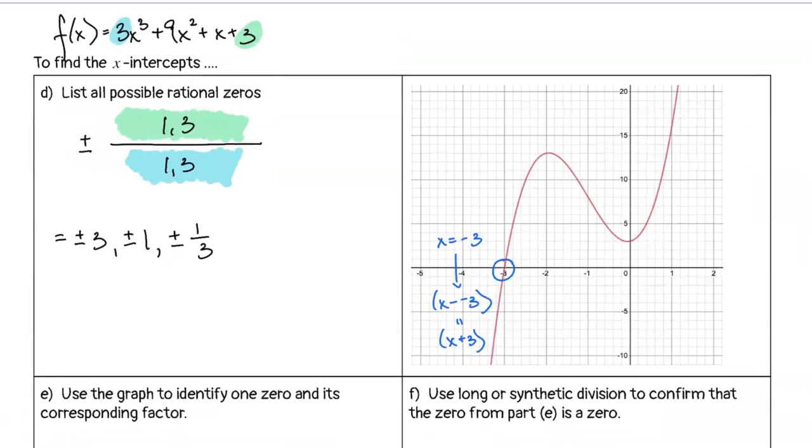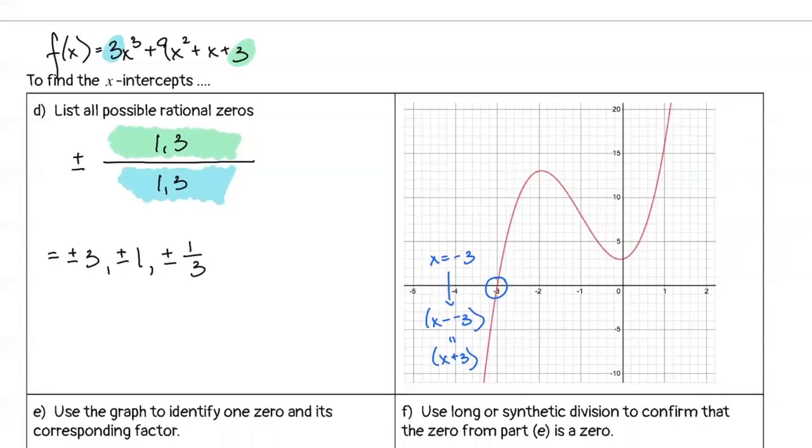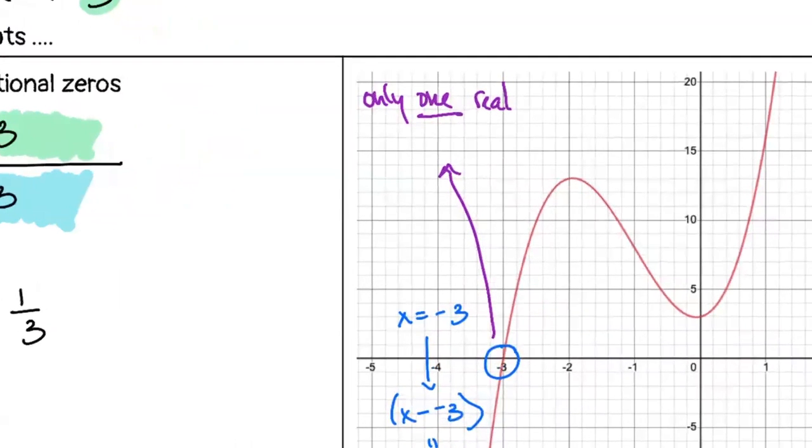Now, let's look at this graph for a moment. How many times does this graph cross the x-axis that you can see with your own eyeballs? 1, right? It only crosses 1 time. Here's what this means. This means that there's only one real zero. Okay, there's only one real zero.